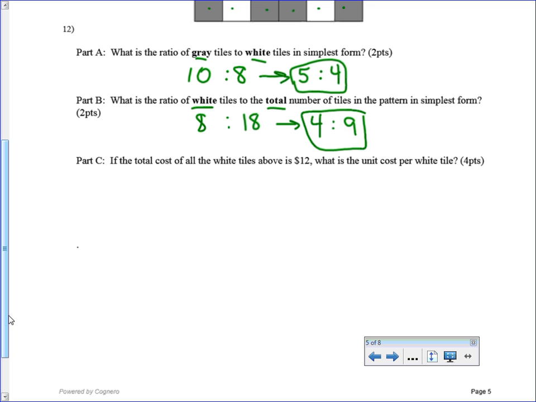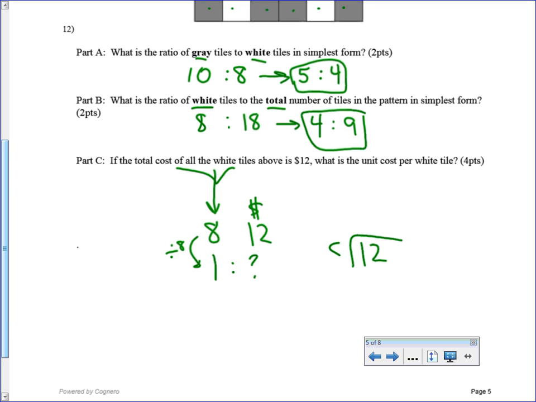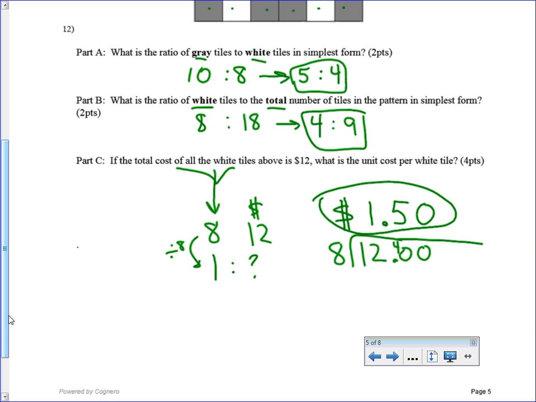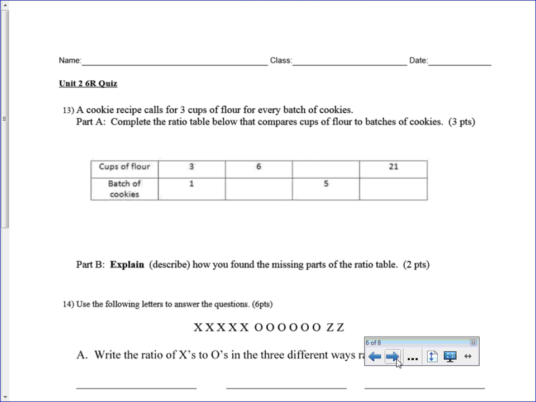Again, part C was division. Messed you guys up. All of the white tiles, that's 8 tiles, right, cost $12. So they want to know, well, how much does one tile cost? How do you get it? Divide by 8. So we need to do 12 divided by 8. 8 goes into 12 once. 8 times 1 is 8. 12 minus 8 is 4. Bring up the decimal. 8 goes into 40 five times. 8 goes into 0 zero times. $1.50 for one tile. All right, next page.